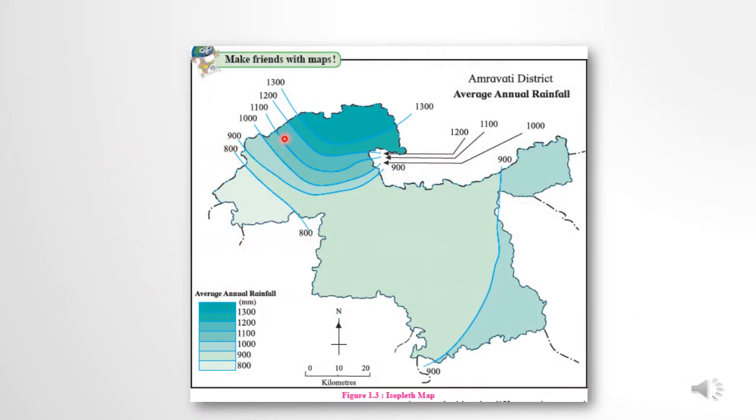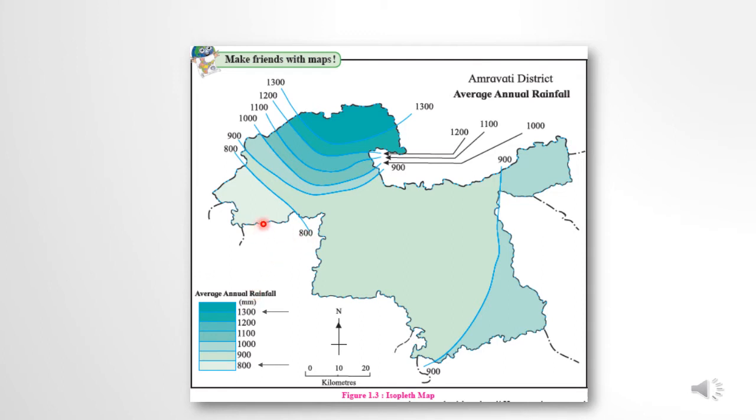Let us now look at figure 1.3, which is an isoplet map showing the average annual rainfall in Amravati district. The lines have been drawn across the map at regular intervals. If you see the index, the lowest value of the variable is 800 millimeters and the highest value is 1300 millimeters. The line showing 800 millimeters of rainfall joins all places having rainfall equal to 800 millimeters. The line joining 900 millimeters joins all places having rainfall 900 millimeters, and so on.